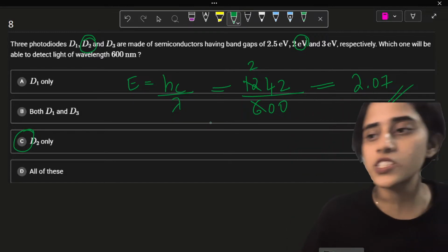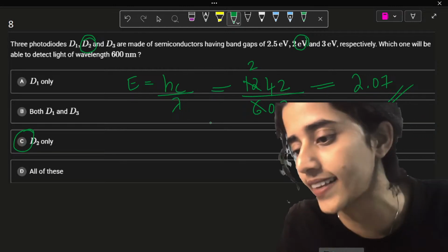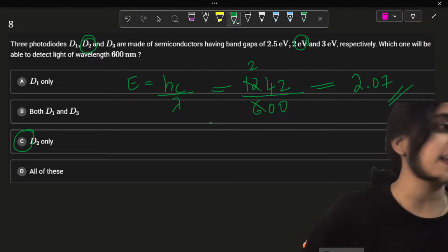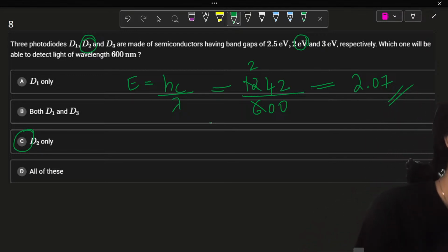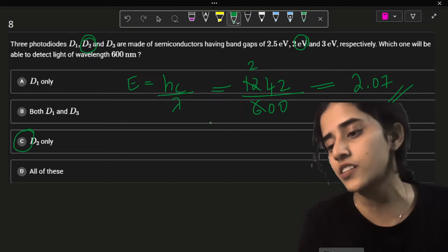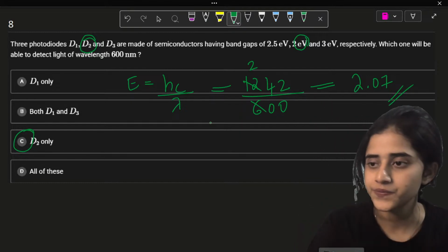Okay, did you all get option C? If you've got option C, can you quickly let me know in the chat? Put some fire emojis if you've got option C right. So E1 and E3 is greater than 2.07. So only D2 will be able to detect the given light of wavelength 600 nanometers.